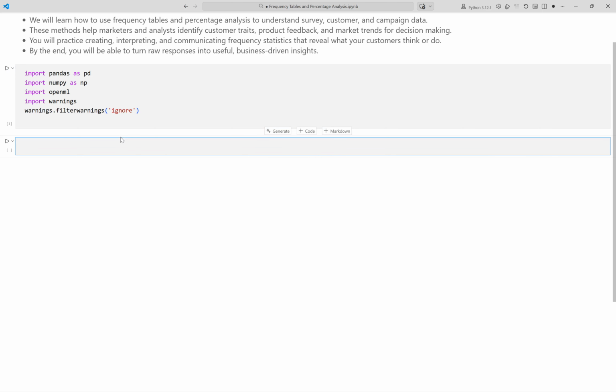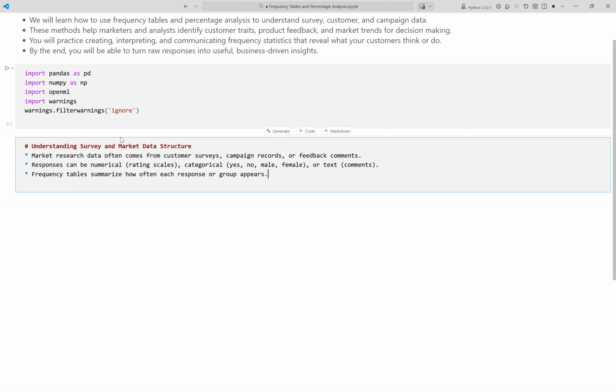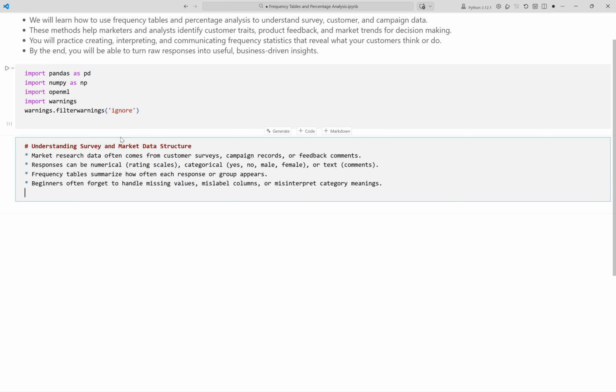Understanding survey and market data structure. Market research data often comes from customer surveys, campaign records, or feedback comments. Responses can be numerical, like rating scales, categorical, like yes or no, or text, like comments. Frequency tables summarize how often each response or group appears. Beginners often forget to handle missing values, mislabel columns, or misinterpret category meanings.